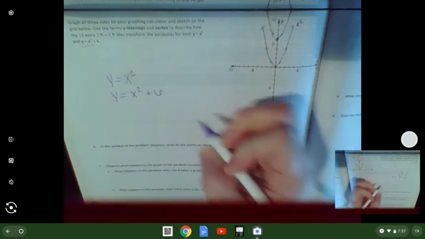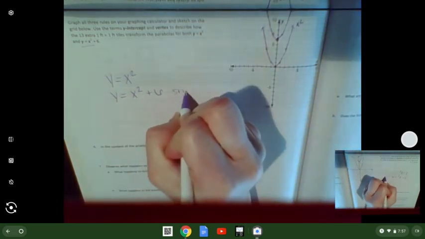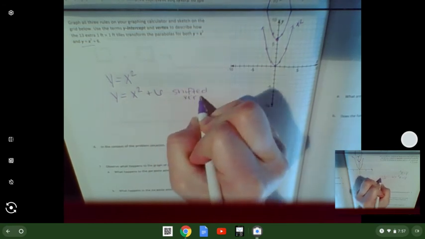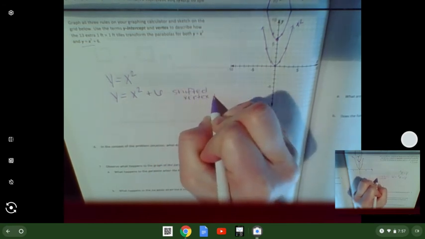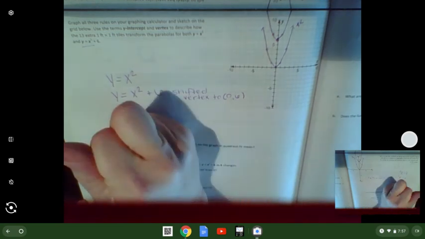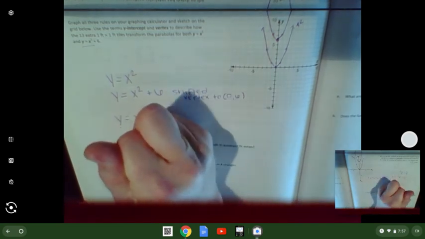So I'm going to make a note: shifted vertex to the point 0, 6. So I'm going to pick just another one. Let's go with y equals x squared minus 2.